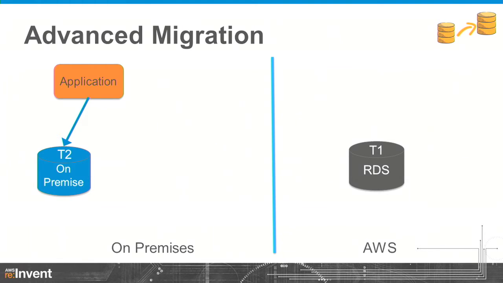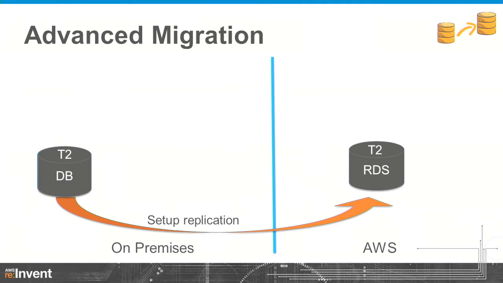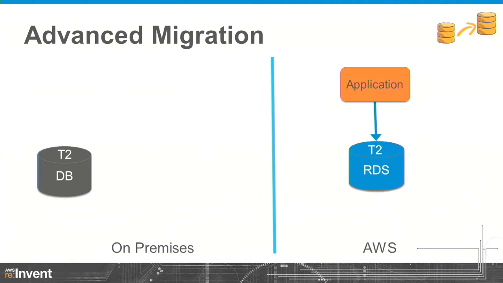What you would do after that is set up replication between your RDS instance and your on-premise instance through a couple of stored procedures that are available with RDS. Once the replica is all caught up with the delta of transactions, you can stop the writes on your master instance and point your application to the RDS instance. We have a bunch of documentation available that describes this process a lot more in detail.